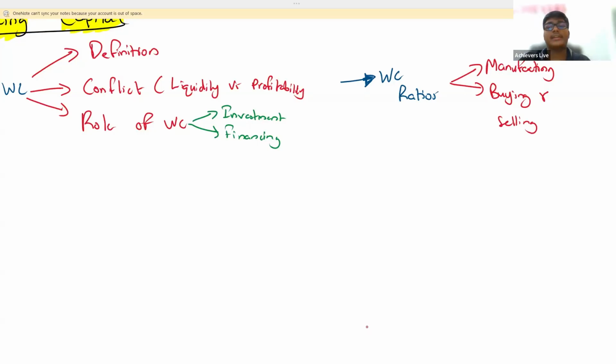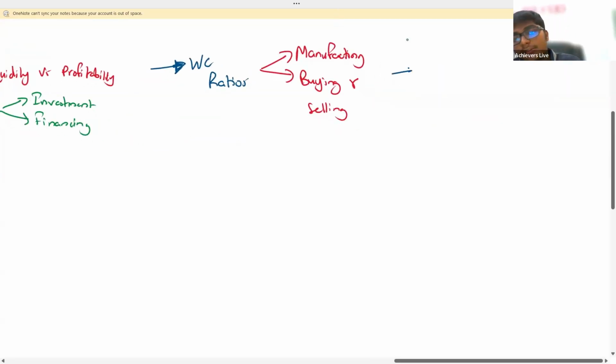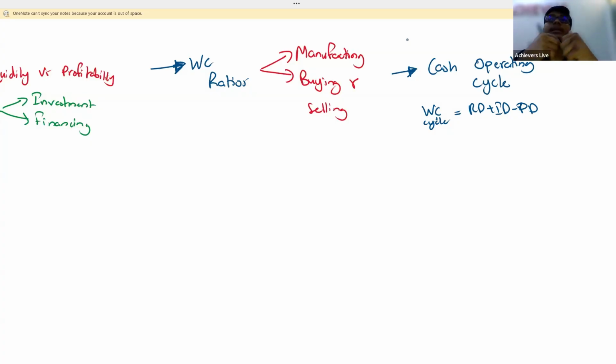Then we looked at the cash operating cycle. The cash operating cycle is your receivable days plus inventory days minus payable days. What does it mean? How long the company is taking to generate cash, from the point of purchasing the inventory to the point of collecting money from the receivables. What is the time period? Having a shorter cash operating cycle is always better.